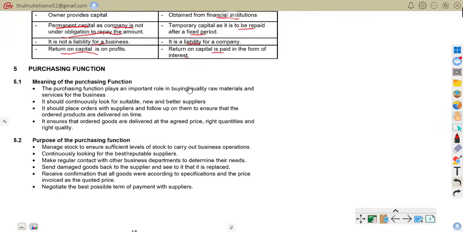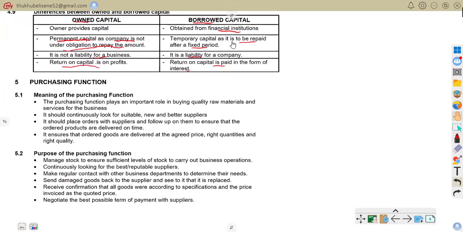to the purchasing function. For the purchasing function, the meaning of the purchasing function. The purchasing function plays an important role in buying quality raw materials and services for the business. So this department, all they do is to buy good quality raw materials that are going to help the business to produce good quality products.